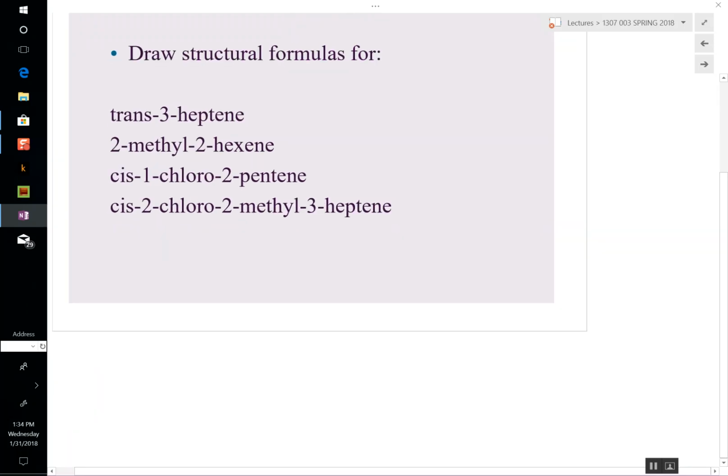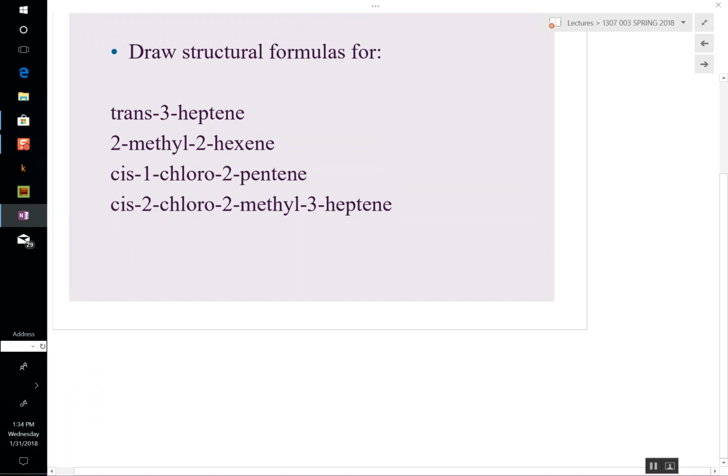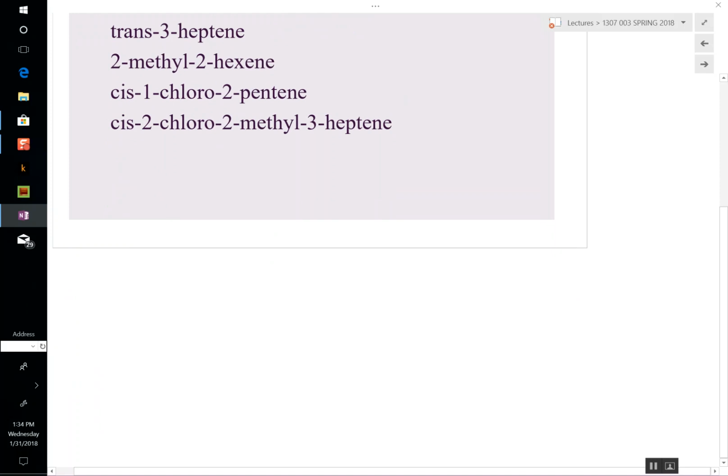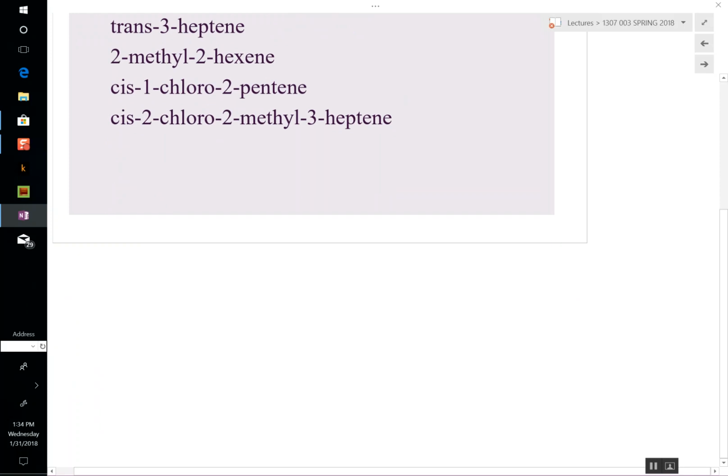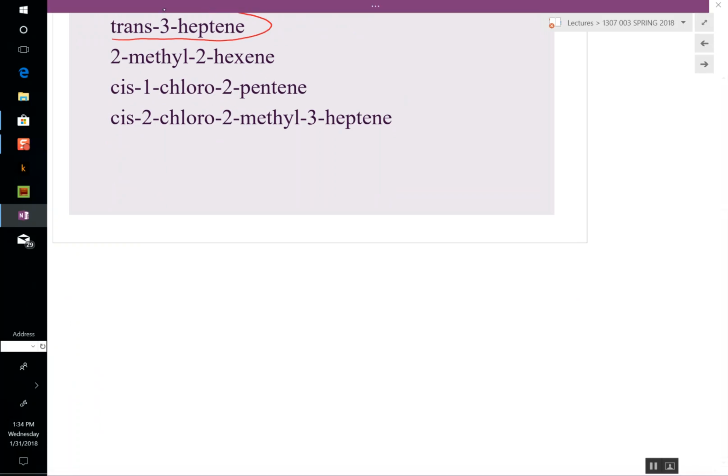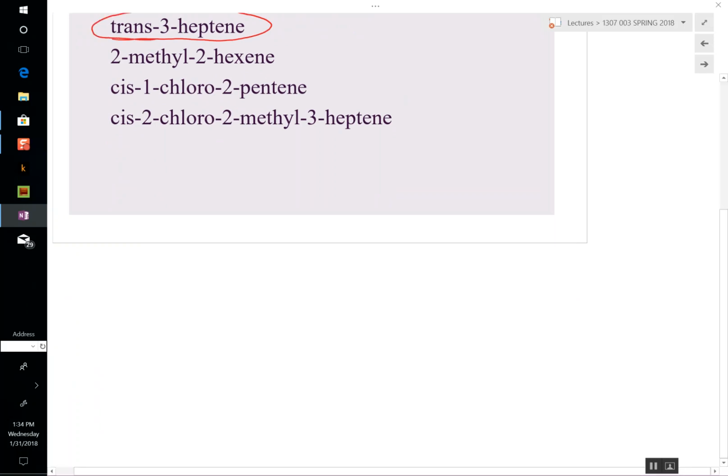All right, let's draw one of these. Let's draw trans-3-heptene. Then you can try one, and then I'll draw another one maybe. But here, we're going to do this one, trans-3-heptene. Start with the double bond. So I have a heptene, and a double bond is going to have this kind of configuration around it. I'd like you to think about that shape when you see a double bond.